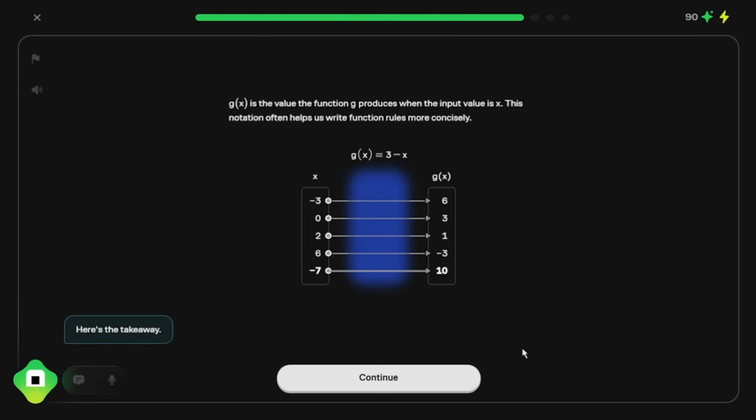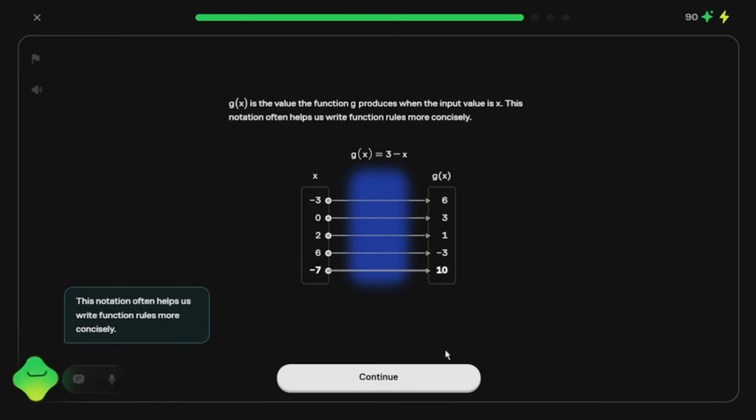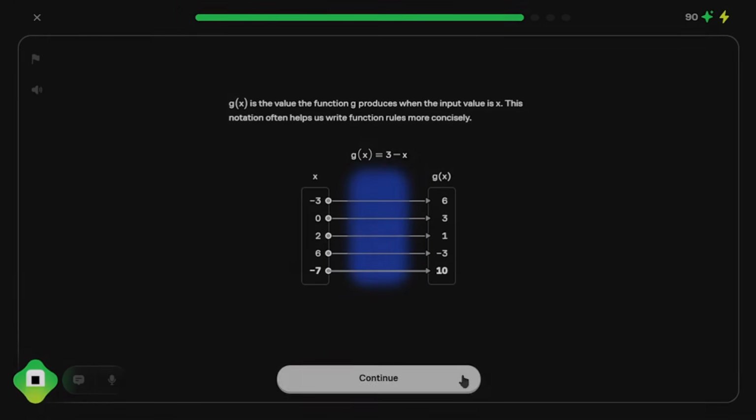Here's the takeaway. g of x is the value the function g produces when the input value is x. This notation often helps us write function rules more concisely. Do you see what I mean? Yes, I see it. So let's go to the next one. Let's make sure it all clicked.